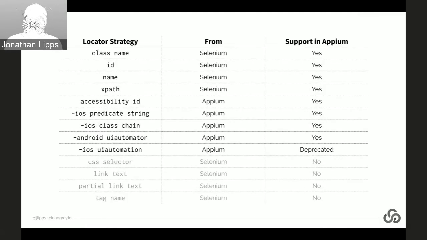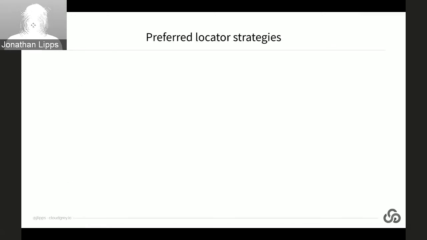So there are an awful lot of locator strategies you can use. Some of them are inherited from Selenium. Some of them Appium invented for its own purposes. And today I want to focus on just the ones that are supported in Appium and just the ones that we recommend you actually use. So I'm not going to go through this list in detail, but just to say there are an awful lot of locator strategies you can use, not just ID. So what are the locator strategies we recommend using for your Appium tests?